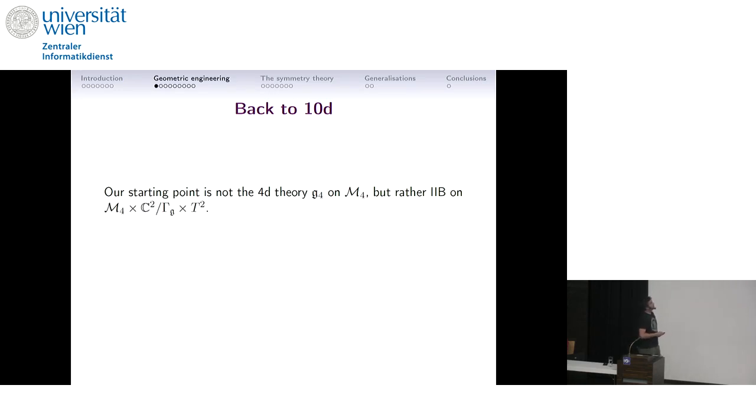This is all well and good, but that's not what we have, right? We started with type IIB on this kind of geometry. So we had our ALE space. It has a singular point, the (2,0) theory lives on this singular point, and then we compactify on the torus to give us a 4D theory that we put further on some 4-manifold. So the N=4 theory lives on M4.